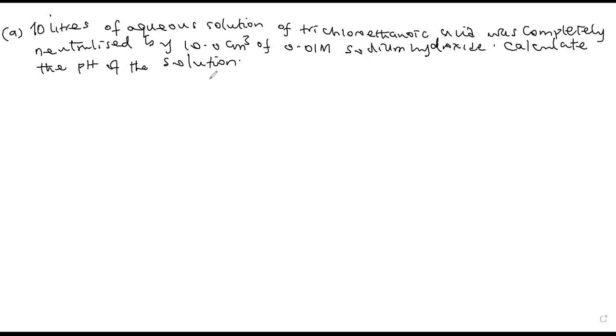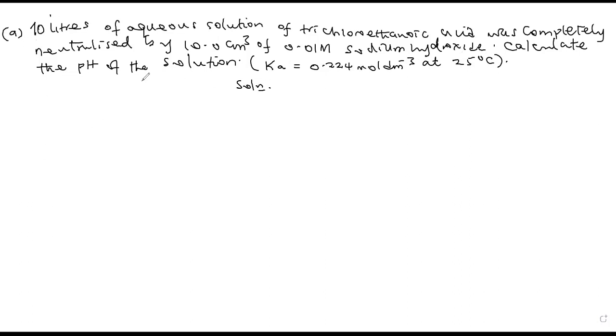Calculate the pH of the solution. You're given Ka as 0.224 moles per decimeter cubed at 25 degrees Celsius. Let's first do that. After doing this part, I'm going to add part B of this very question.